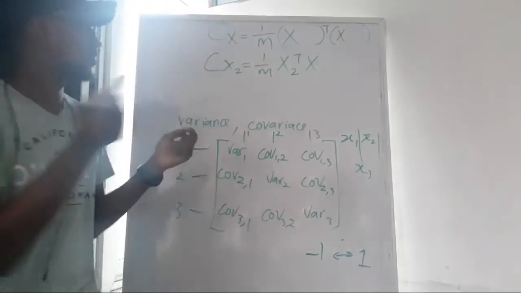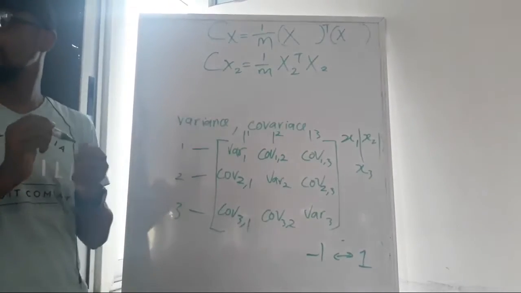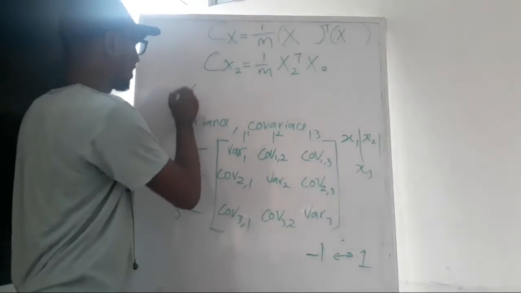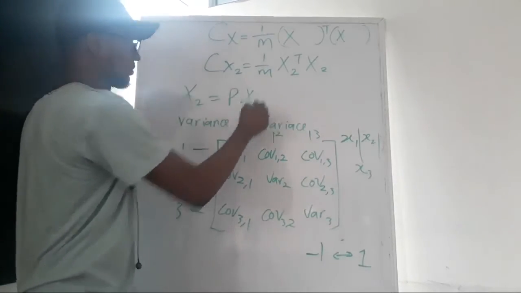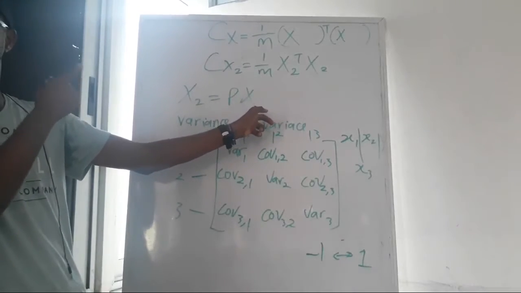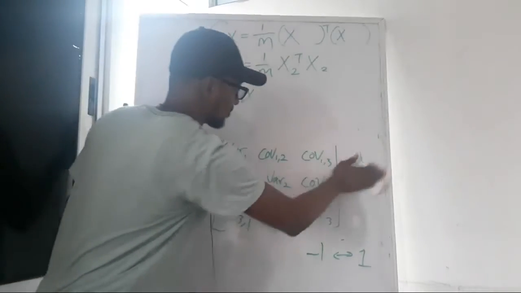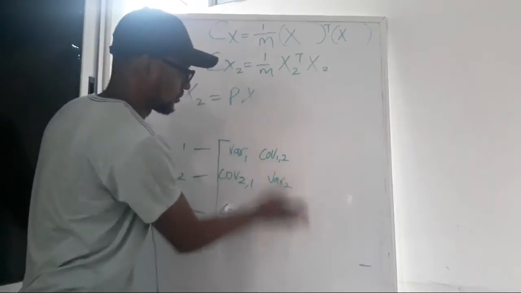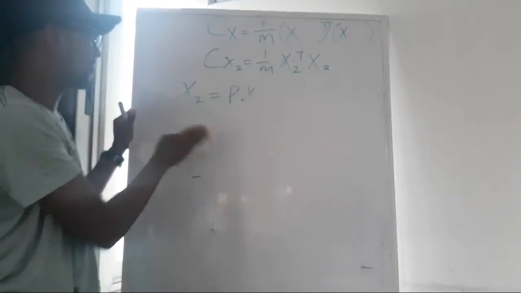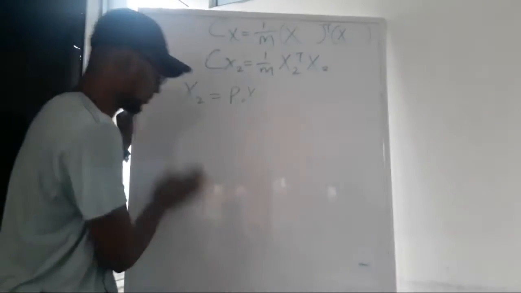So this is the covariance matrix of x2, and we all know what x2 is. Clear? So I can clean all this. Sorry, I'm solving maths.